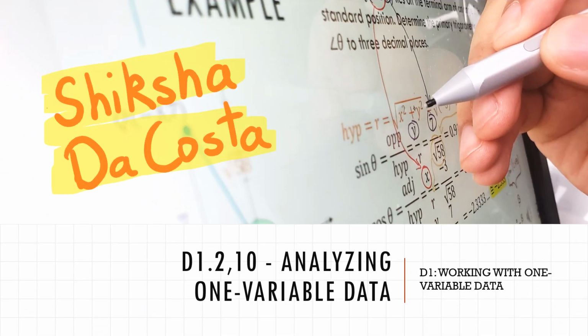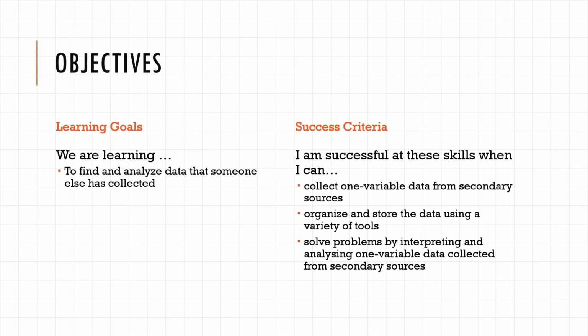Today we're going to be analyzing one variable data, our last lesson in D1. Today we're learning how to find and analyze data that somebody else has collected for us. And you're successful at these skills when you can collect that one variable data from a secondary source. So again, when it's something that someone else has collected, when you can organize and store that data using a variety of tools, in particular spreadsheets. And when you can solve problems by interpreting and analyzing that data that you collected from someone else, from a secondary source.